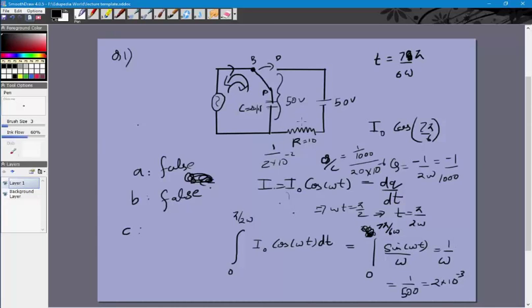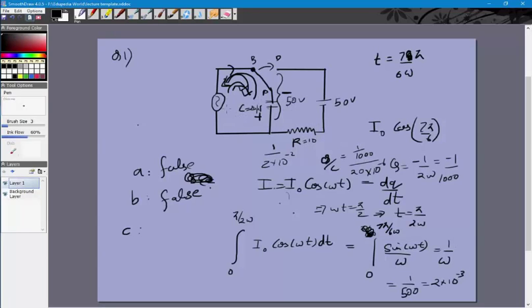Right, now some students might make a mistake here. This is 50, this is 50, so the current is 0. But actually, for the first half of the time period, it was going like this, then it was going like this. So actually the positive terminal will be this and the negative terminal will be this. So the potential difference across this is not 0, it's actually 100 volts. So the current will be 10 ampere.